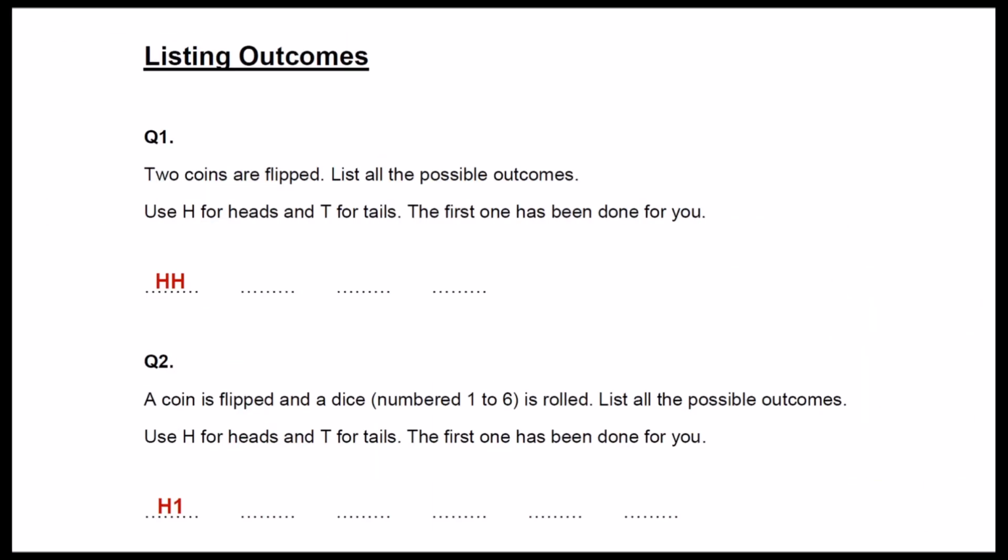So what I would like you to do is complete the listing outcomes worksheet that's been attached to Show My Homework in the resources to help you section. On the screen now is a snippet of what that worksheet looks like, but it does have 4 pages, so you have to download the full thing from Show My Homework. To help you with listing the outcomes, there are spaces that you need to fill in to make sure that you don't miss any out. I've also done the first one for each question, so you have an idea of what we're looking for.